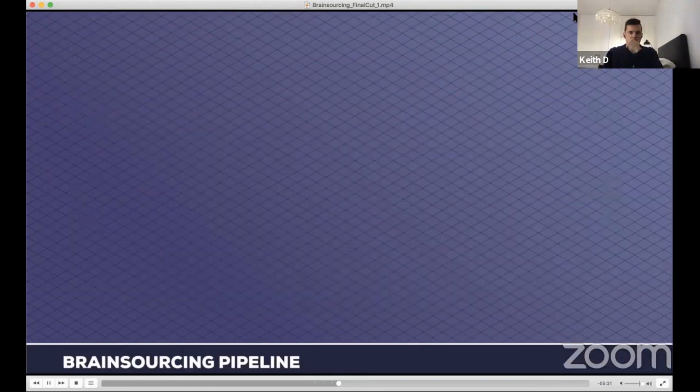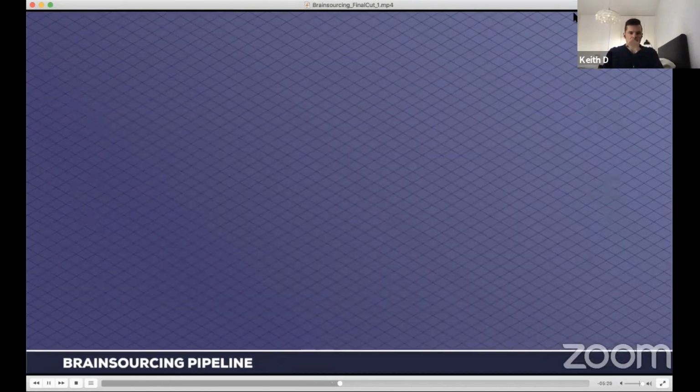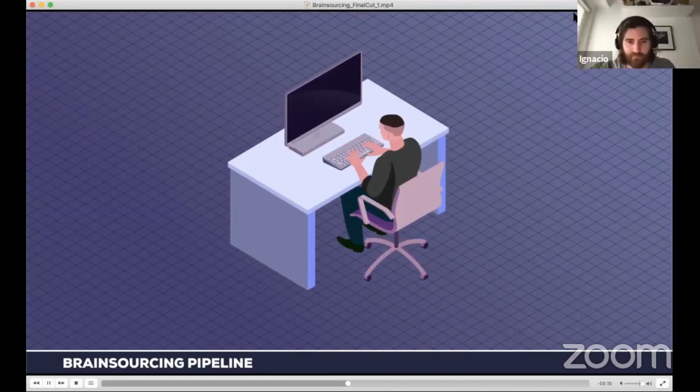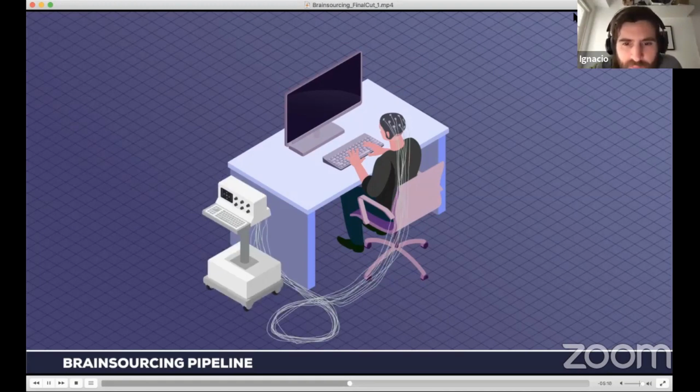We will now provide a brief overview of how the brainsourcing pipeline is constructed. Full details can be found within the paper. First, we need a brainsourcing worker. The worker is placed in front of a computer screen and fitted with an EEG cap and electrodes.